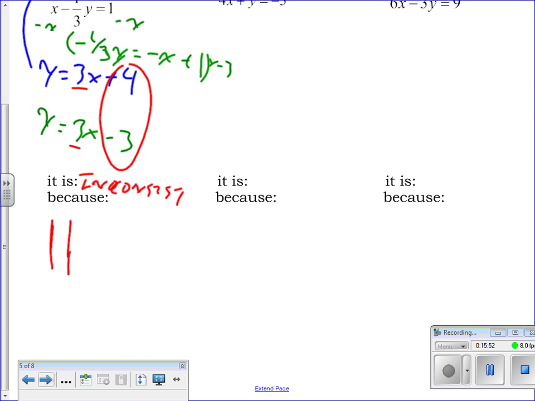You remember parallel lines? Good old geometry days, parallel.